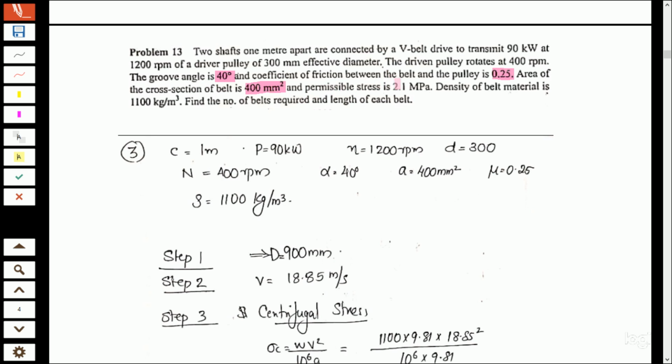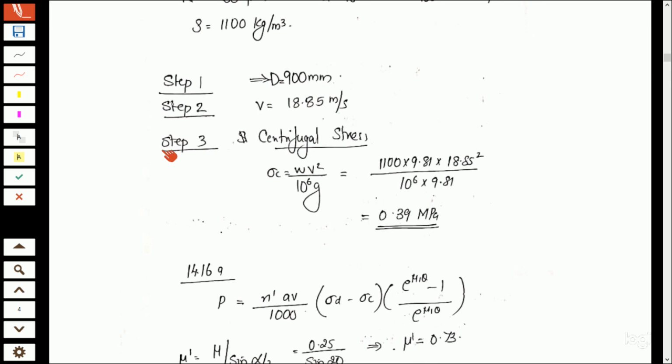They have given the permissible stress sigma d as 2.1 here, and the density as 1100. I hope you know the use of density. To find out the weight density, you have to multiply this 1100 by 9.81 to get the value of weight density in Newton per meter cube. Now let us see what is the variation. Step number 1, the unknown value. Step number 2, calculating the velocity.